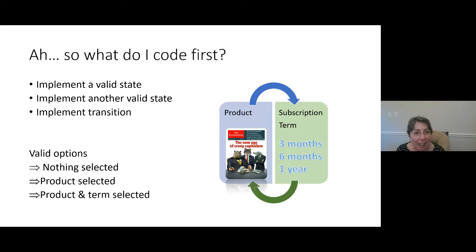It's fairly easy. Implement a valid state, then implement another valid state, and then implement a transition. In 3 short steps, you have 3 testable cases. You can look at nothing selected, product selected, and product and term selected. You should have UI, you should have data that corresponds to correct options. You should have transitions that correspond to correct options. And you can verify that all of this works.